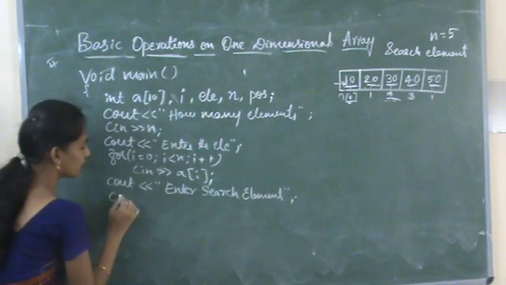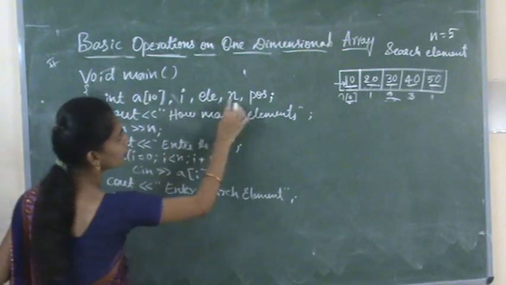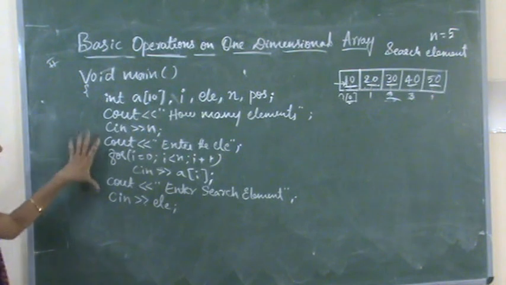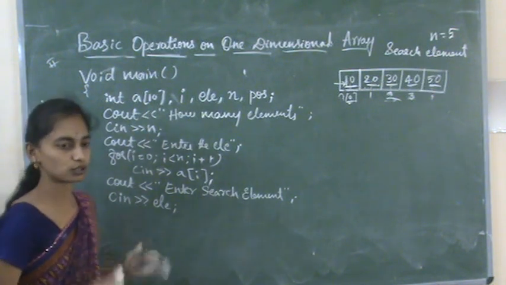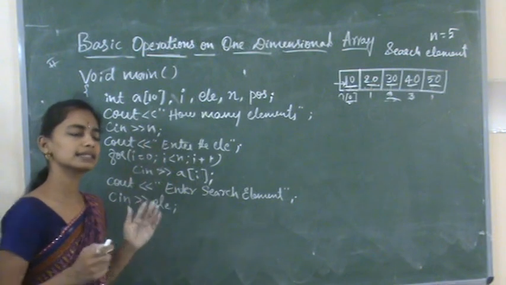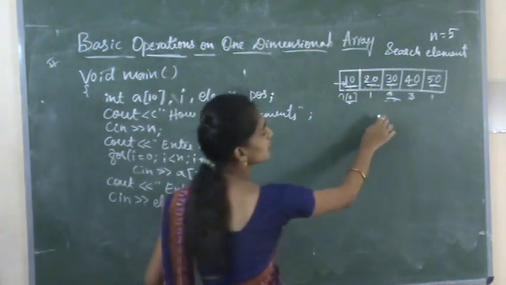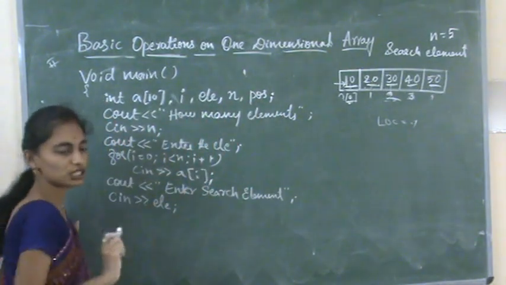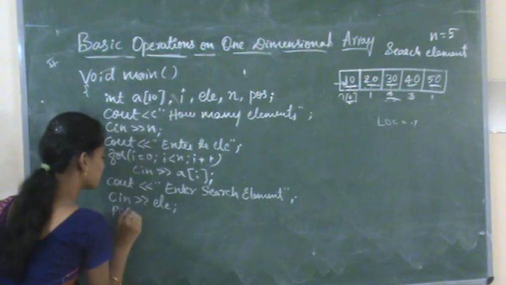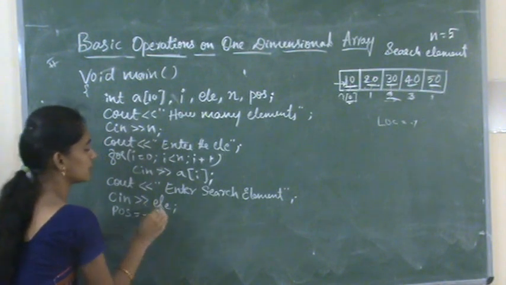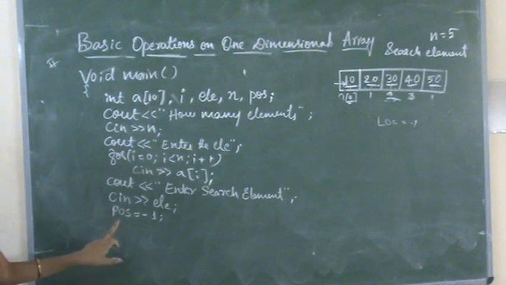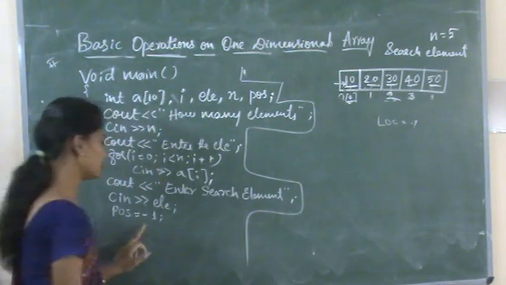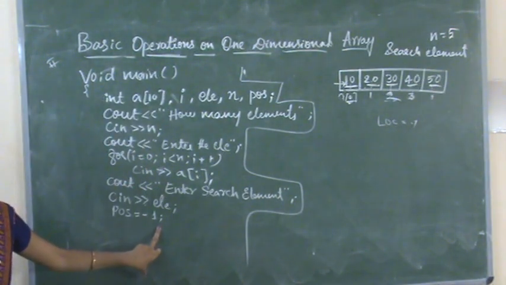Okay, so for the search element we are using the variable ELE. This is an input we are taking, so we need to process this, right? In the first step of the algorithm, we need to assign that location is equal to -1. For that we are using the variable POS. So assign POS is equal to -1. First we need to initialize POS to -1. Okay, this is the first step.